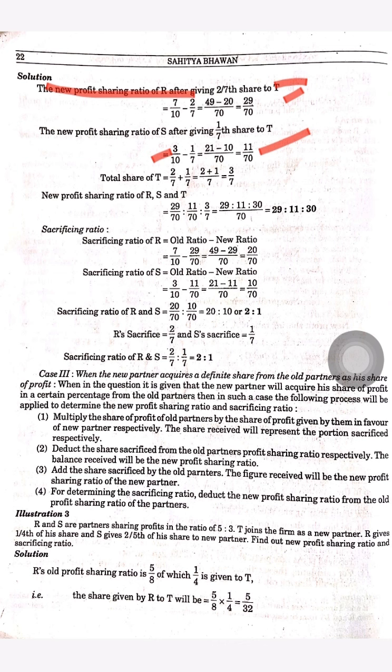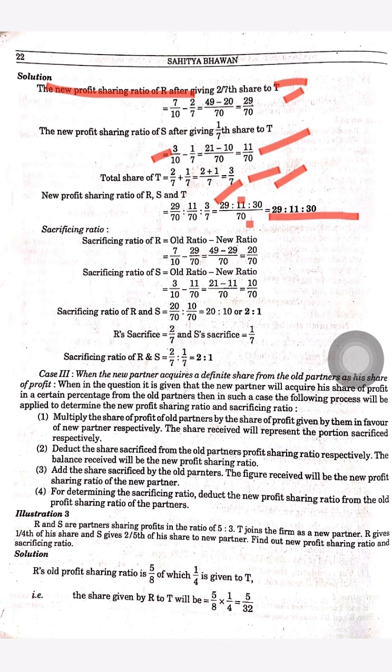Total of T, 2/7 from R and 1/7 from S, will be 3/7. We have to make the denominator equal, so multiplied by 10, it is 30 upon 70. So 29, 11 and 30 upon 70 will be the new profit sharing ratio.